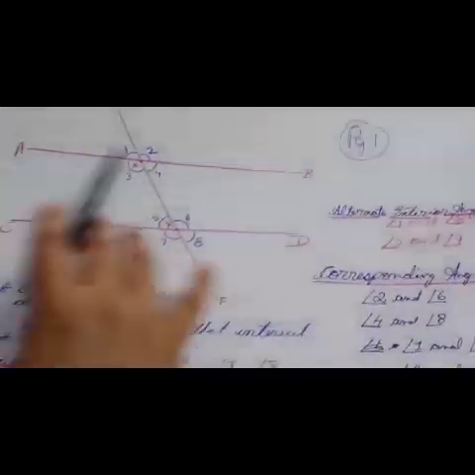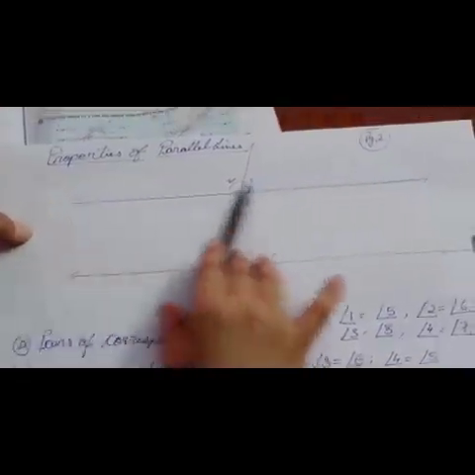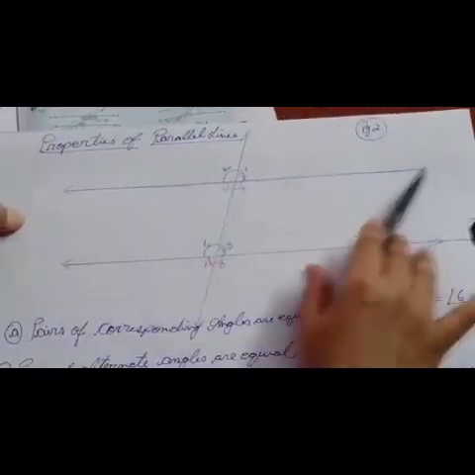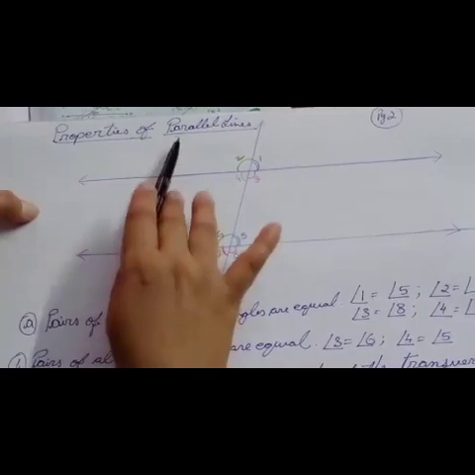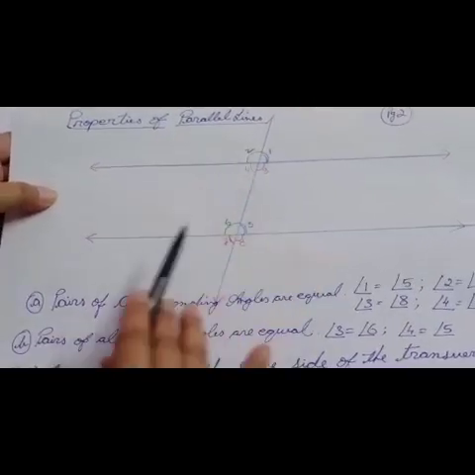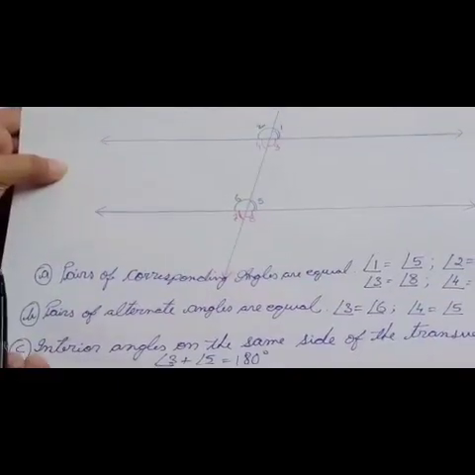Now next we will go to the topic: how can you prove that AB and CD are parallel? That means we will study the properties of parallel lines. Here I have already drawn the diagram. You can see there are two lines. How will you prove that these two lines are parallel? We know that parallel lines never meet. There are some properties which, if fulfilled, let you say that the two lines are parallel.